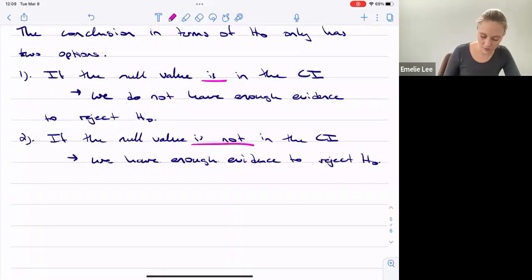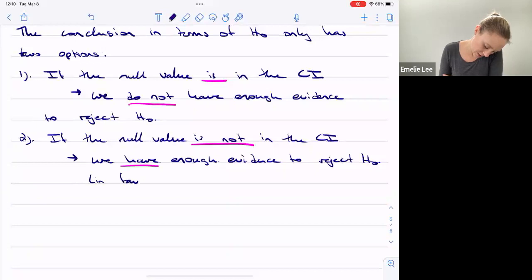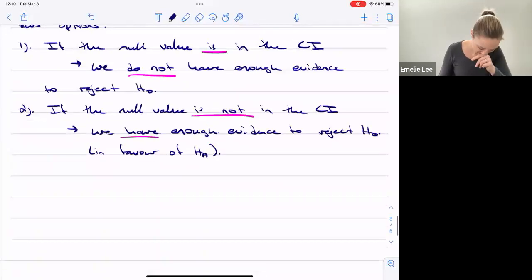So if it is in, we do not have enough evidence. I'll just highlight the key portion, sorry, do not. Then we have enough evidence to reject H naught. And usually we would say in favor of HA. But your conclusion has to be whether you have enough evidence to reject H naught or you don't, because we did all our testing assuming the null hypothesis is true, right?